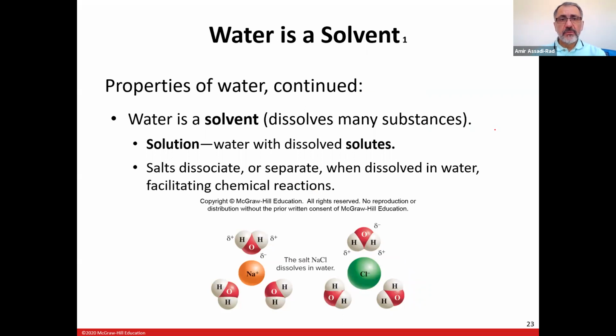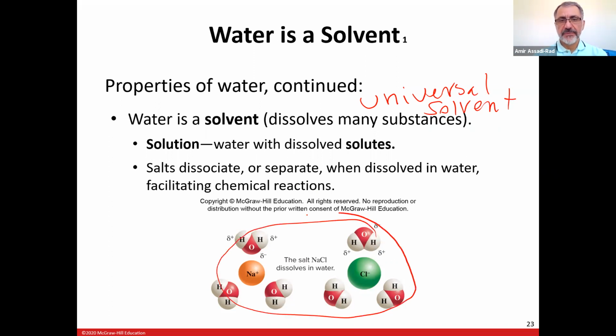Properties of water continued. Water is a universal solvent, if you would. That's the one I use a lot. Universal solvent, it means a lot of things can be dissolved in water. Not everything, but a lot of things can be dissolved in water. And right now you can see salt. When you put salt in water, I'm talking about this diagram, you guys, they dissolve. Sodium separates from chlorine, okay? That's what happens. And the chlorine is surrounded by water.